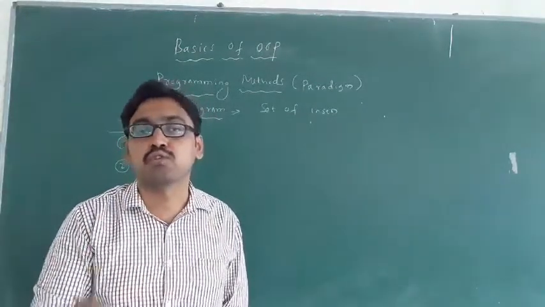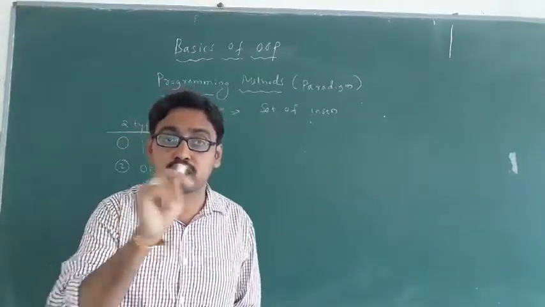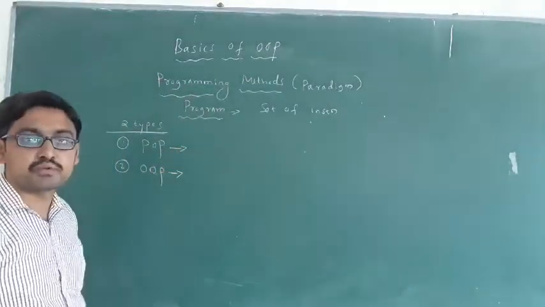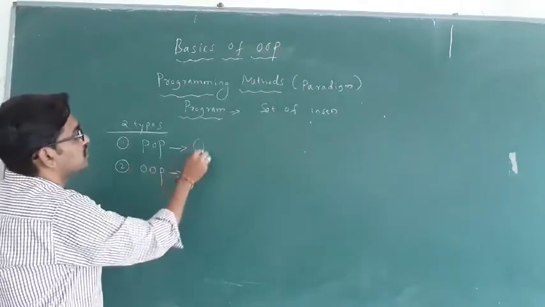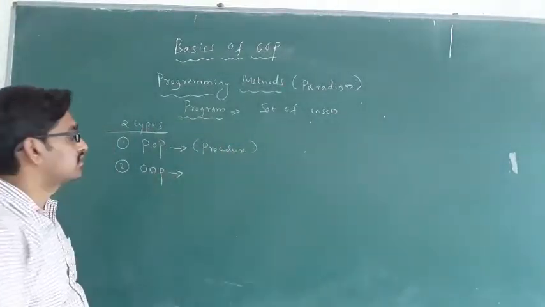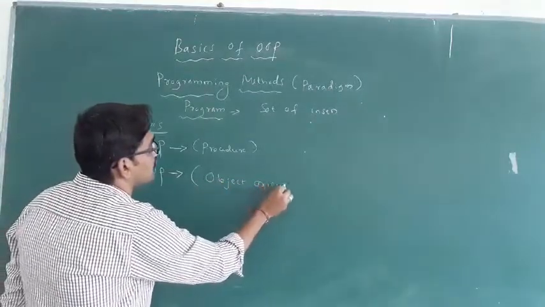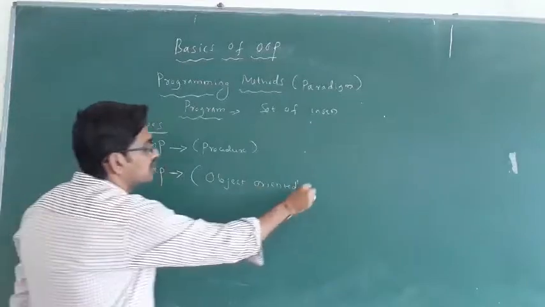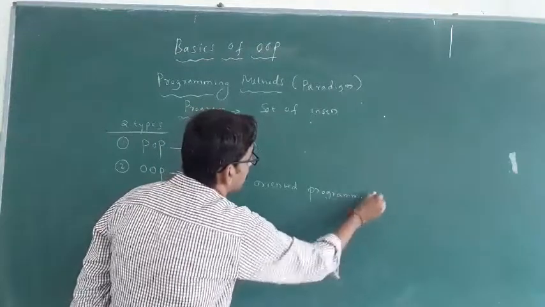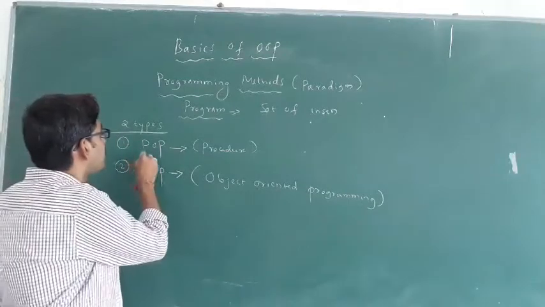How to write a program? By using different languages you write the program. There are two types of programming methods. One is POP, the second one is OOP. POP means procedure oriented programming language. The second one is OOP, which means object oriented programming.